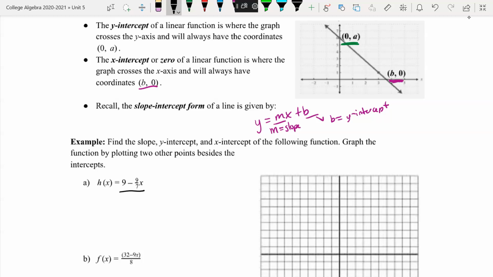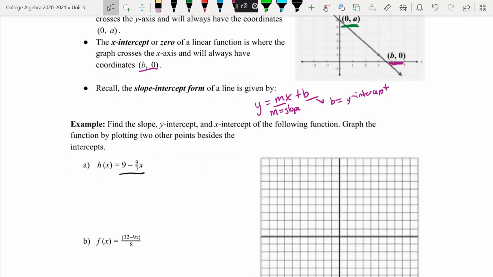I don't know if you guys notice, but this is already in slope-intercept form. It's just written backwards, or not backwards, it mixes up the slope and the y-intercept. Remember, your slope is always attached to the x, so I'm going to rewrite it into slope-intercept form. So now I know the negative 9/7 is my slope. The positive 9 is my y-intercept.